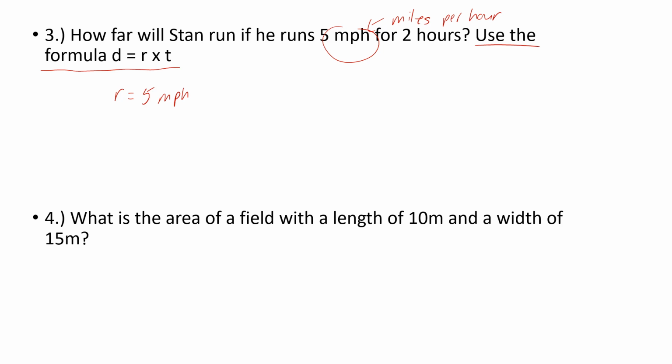And that would tell your teacher that you know what the rate is. The time in this problem is 2 hours. And the formula that we intend to use is distance equals rate times time. Now we'll go ahead and plug that in. So distance is equal to the rate, which is 5, times the time, which is 2, and 5 times 2 is 10, and the units on that would be miles.